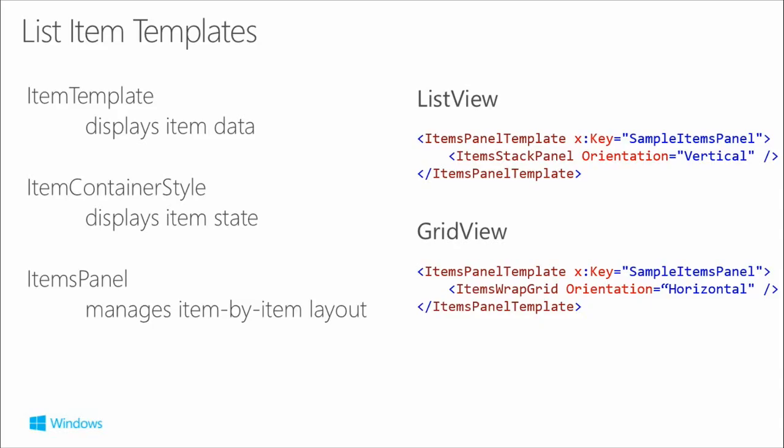The items panel, generally speaking, you're just going to want to leave this one alone, but for the sake of comprehensive information, it manages the item-by-item layout. So with the list view, you have an item stack panel with the orientation vertical. With the grid view, you have an items wrap panel with an orientation vertical or horizontal. And yeah, you can go in and change these. You're going to lose a lot of the virtualization that's built into the controls. So my recommendation, leave this one alone.